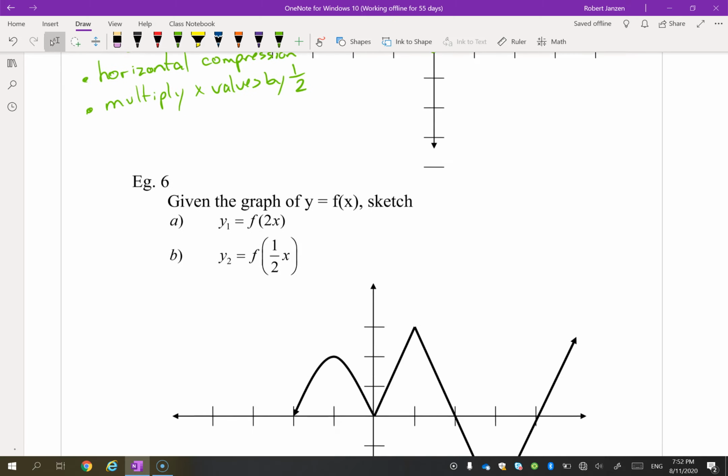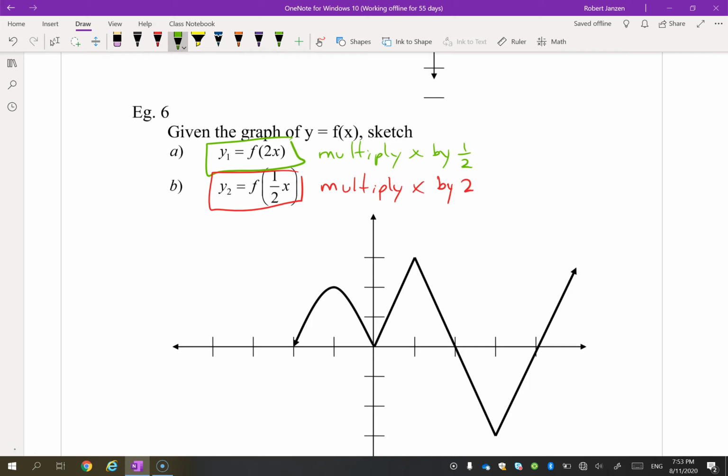Okay. What's going on here? Well, it's a horizontal compression. That's dividing by 2, or I prefer to say multiply x by half. Okay. What is the other one? What is this one? Well, if you divide by a half, that's the same as multiply by 2. So this one is multiply x by 2. This is a great example of how things are kind of backwards, exactly the opposite of what you might expect.